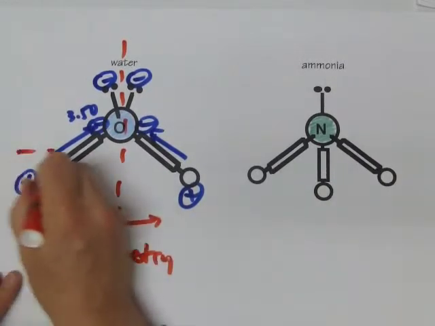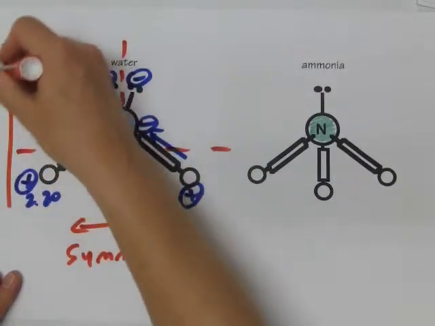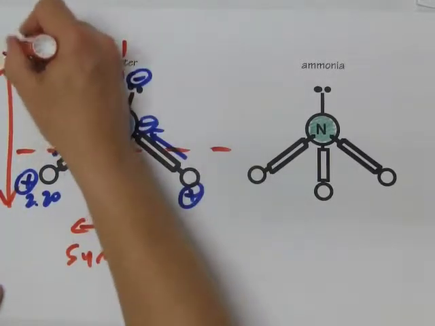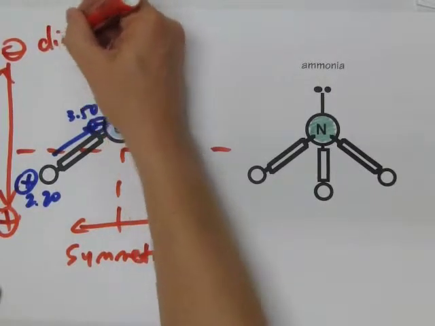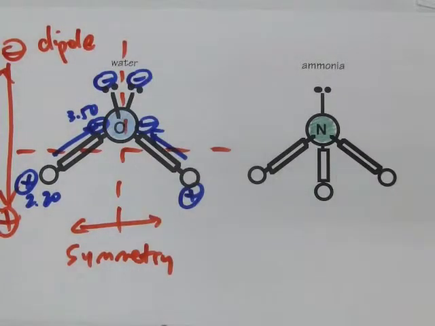But if you divide it down the middle this way, from top to bottom, very clear dipole. There's a negative side right here, positive side on the bottom, very strong dipole. Water is a polar molecule.